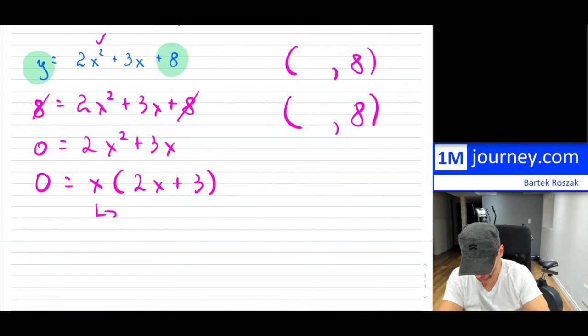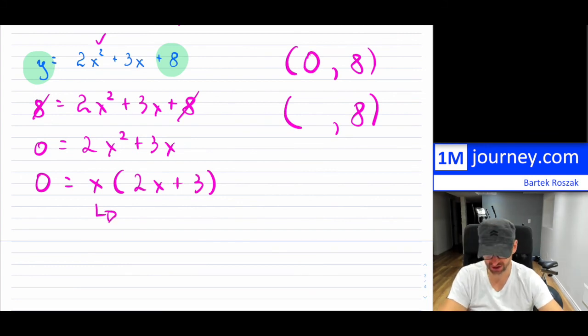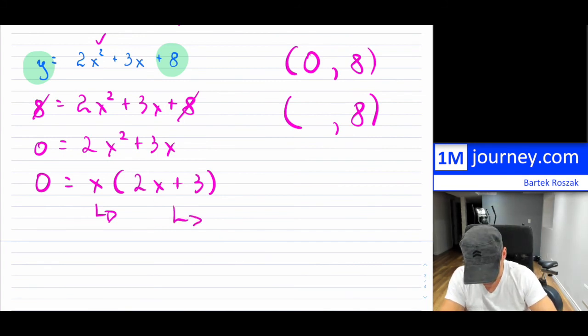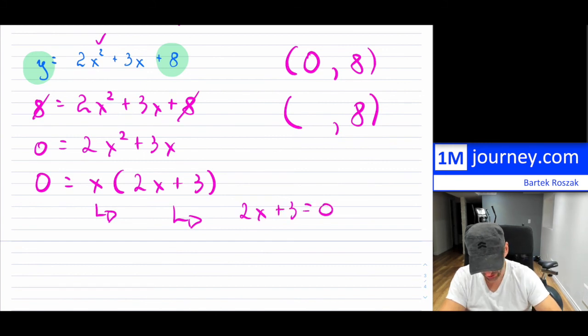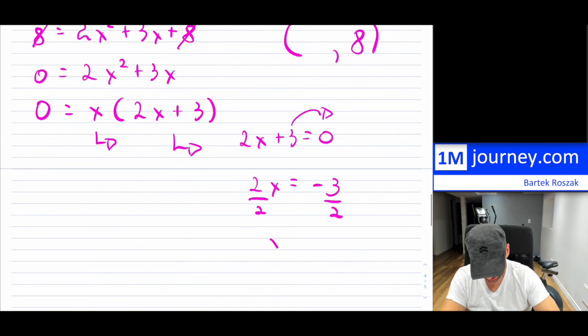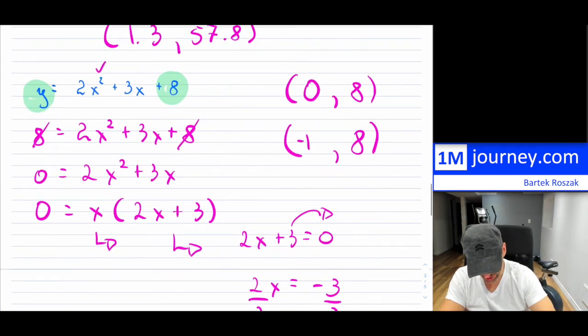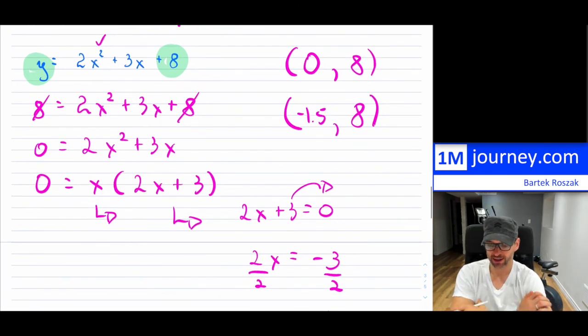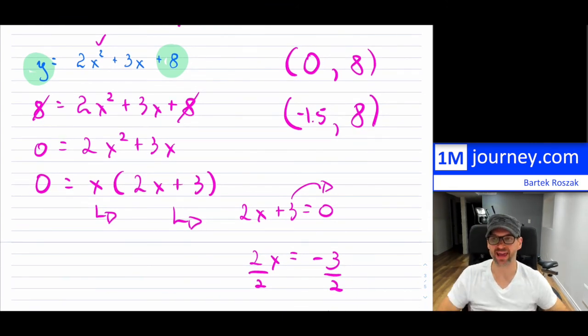Well, one of the zeros is always going to be at x equals 0, because if you set x equal to 0, it will make this equation true. Then the other one is going to come from here. 2x plus 3 is equal to 0. So shift this over, it's going to be -3, then divide 2x by 2 on both sides. And that is -1.5. So here are my two points where y is equal to 8.